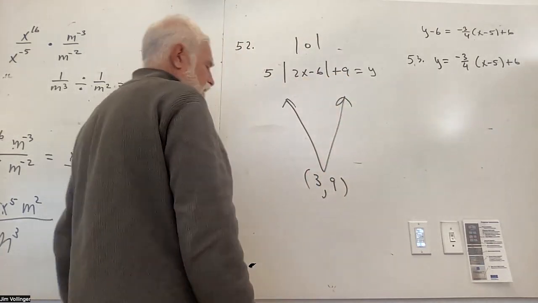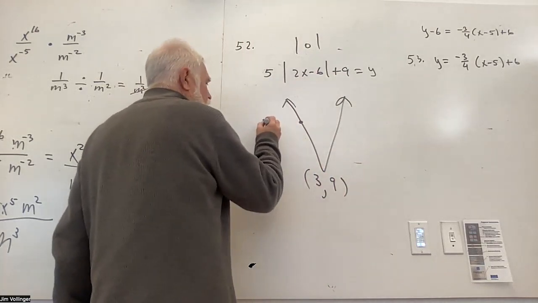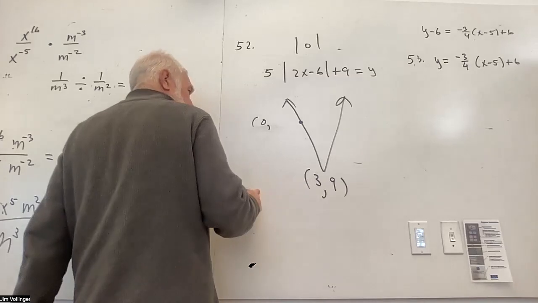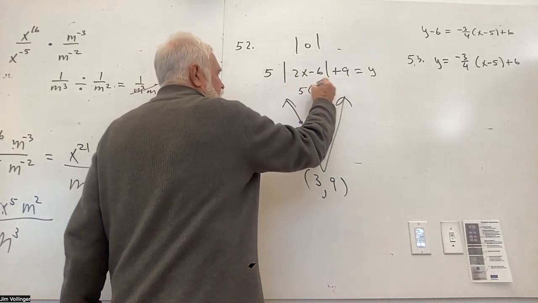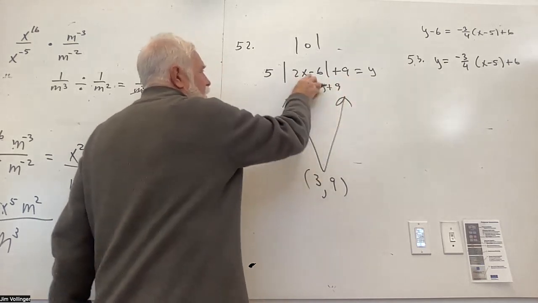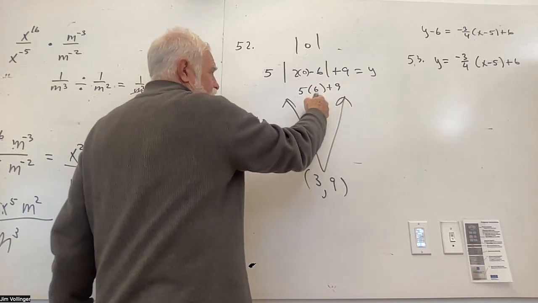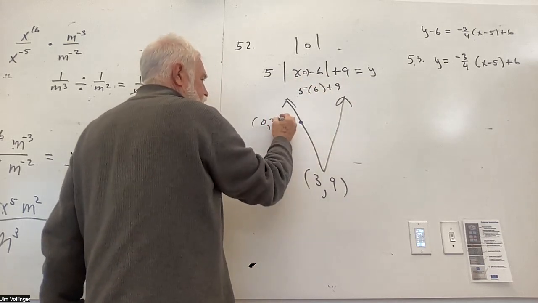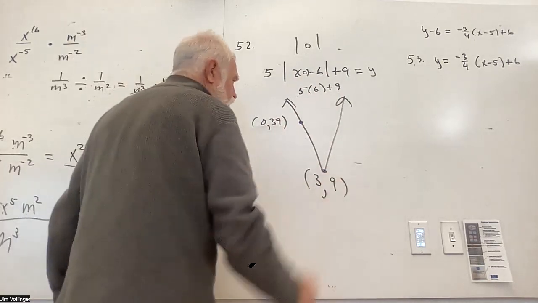And I like the y-intercepts. The y-intercept is the x value of 0. 0 is to the left of 3. If I put a 0 in, I get 5 times the absolute value of negative 6 plus 9, which is 6, so 39. And you do that. We should talk domain and range now.